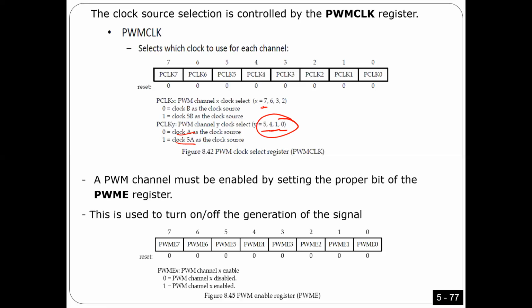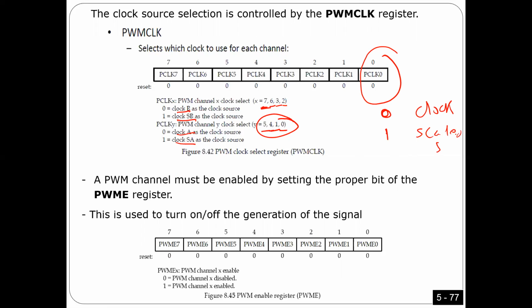For channel 2 and the 3, 6, 7, it can be clock B or scaled clock B. Okay, how can I do that? Very easy, programming. Every channel has only 1 bit, right? If I put 0 in this bit, it's going to come from clock A or B, based on the channel. If you put 1, it's going to come from the scaled clock.